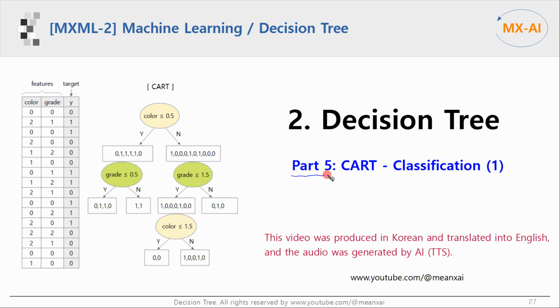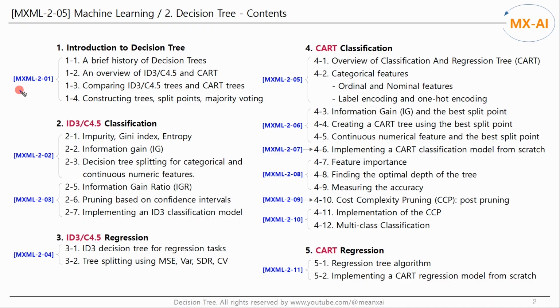This is part 5 of a series on decision trees. In this video, we will take a look at the CART algorithm for classification. In the last 4 videos, we looked at ID3 algorithms for classification and regression. Starting from this video, we will be discussing the CART algorithms.